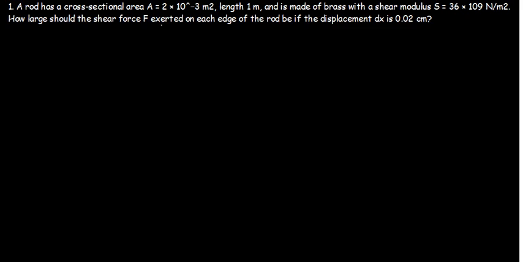And the first question we have here: a rod has a cross-sectional area which is 2 times 10 to the power negative 3 meters squared and a length of 1 meter, and is made of brass with a shear modulus of 36 times 10 to the power 9. So this is 10 to the power 9 Newton per meter squared. How large should the shear force exerted on each edge of the rod be?